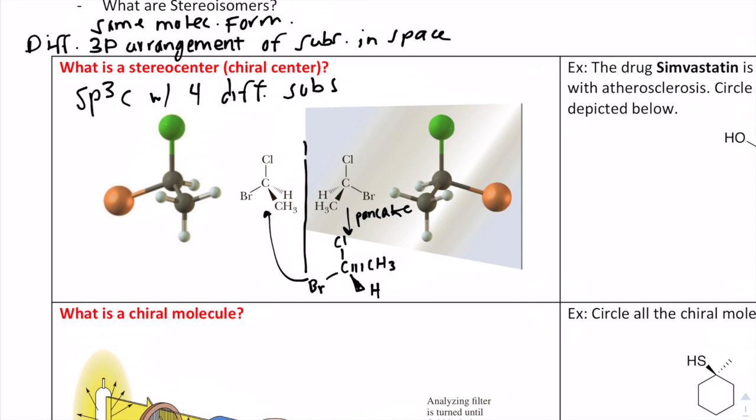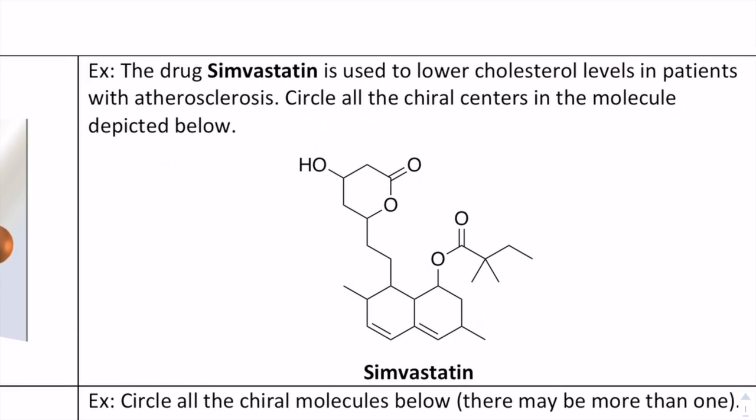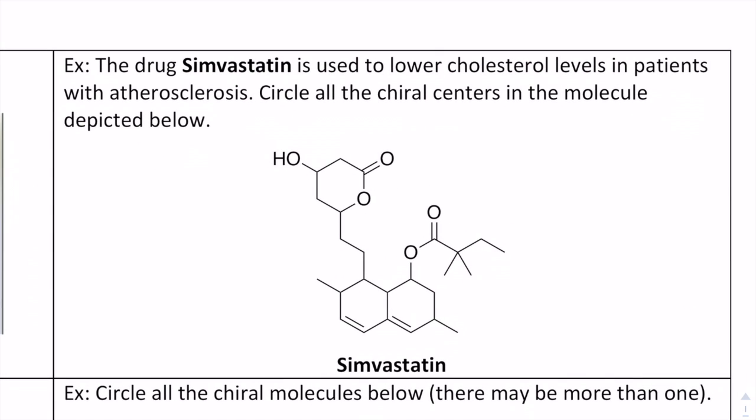So let's practice that. The drug simvastatin is used to lower cholesterol levels in patients. It's a big family of drugs in the statin family. All those drugs are used to lower cholesterol. Circle all the chiral centers in the molecule depicted below. So let's just start from the top and work our way down. We are looking here for an sp3 carbon with 4 different substituents. So we're going to go one at a time.